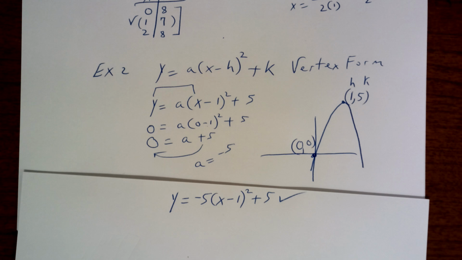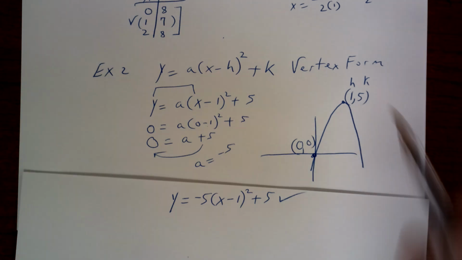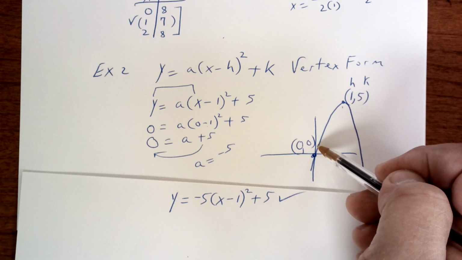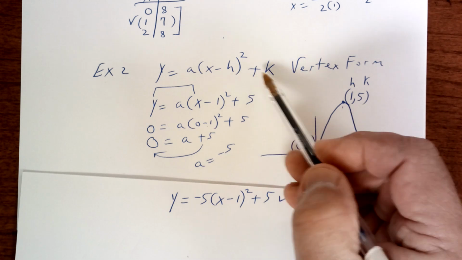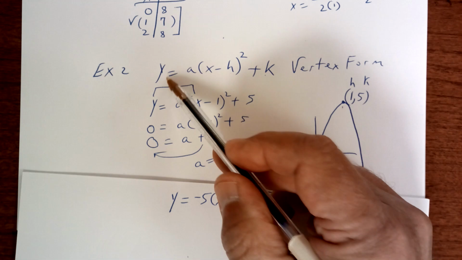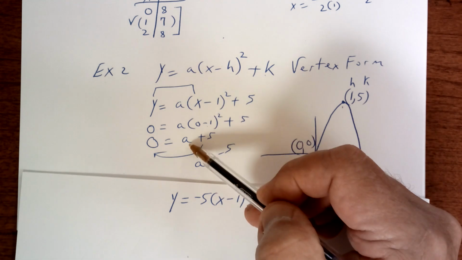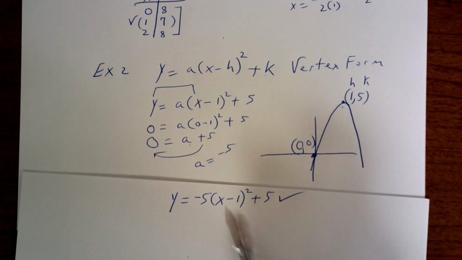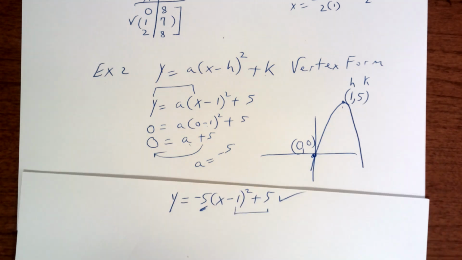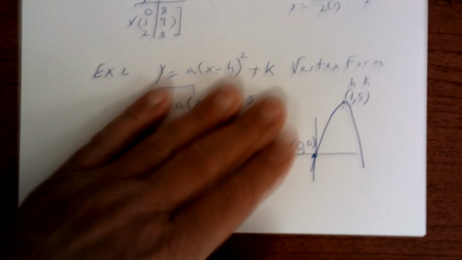What did we do first? We found the vertex. We found an x-intercept. We plugged the vertex in for h and k. We plugged the point for x and y, and we solved for a. Once you solve for a, you can rewrite it with your a and your point right here, your vertex. There it is. All right, the next one is pretty much the same thing.